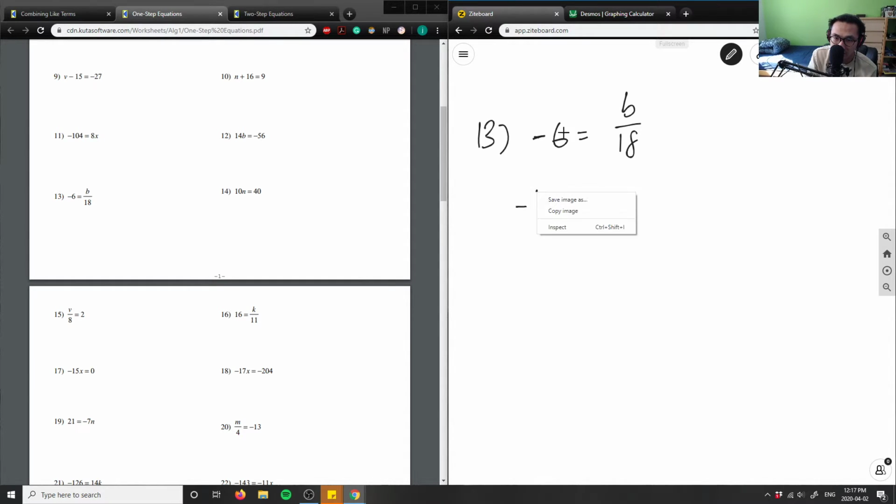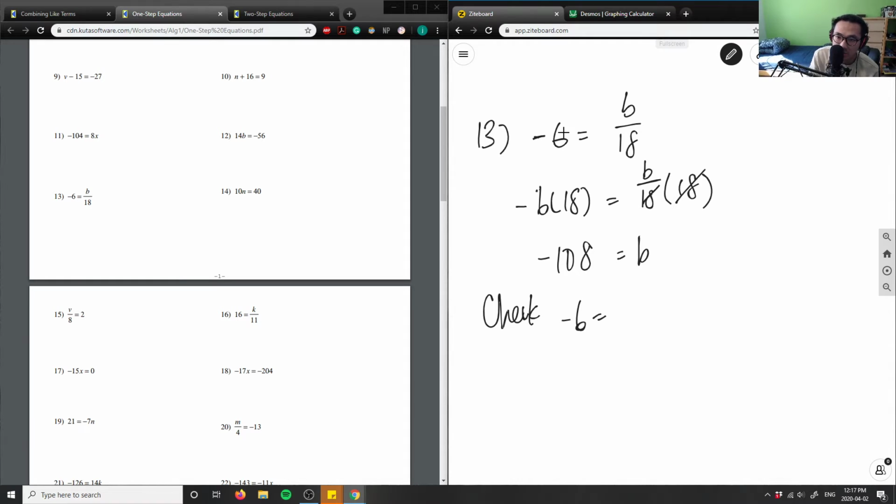So negative 6 multiplied by 18 equals b over 18 multiplied by 18. These cancel out, so I'm left with b equals negative 6 times 18, which equals negative 108, and that will be my answer for b. I can always check: negative 6 equals negative 108 divided by 18, so negative 6 equals negative 6, left side equals right side. I verified that my answer is indeed b equals negative 108.